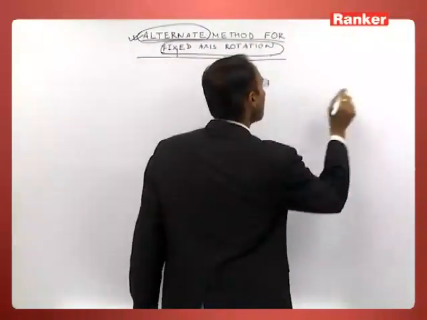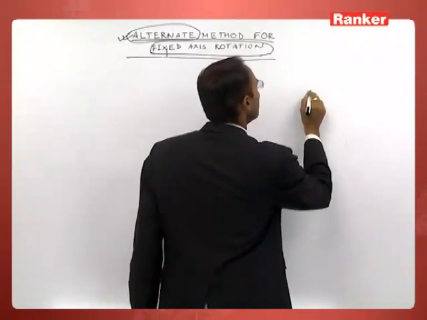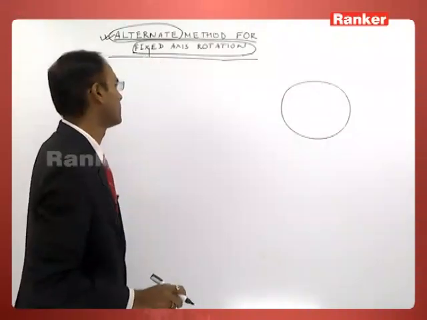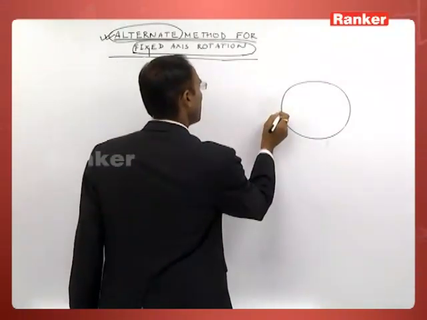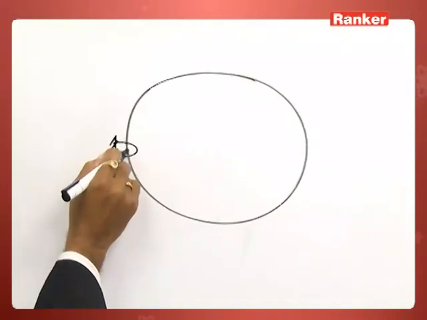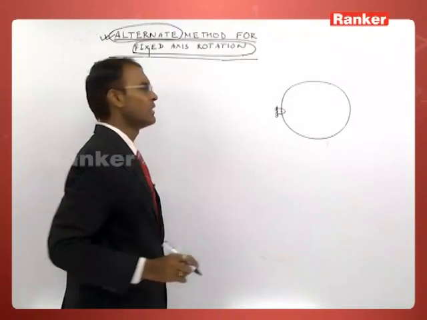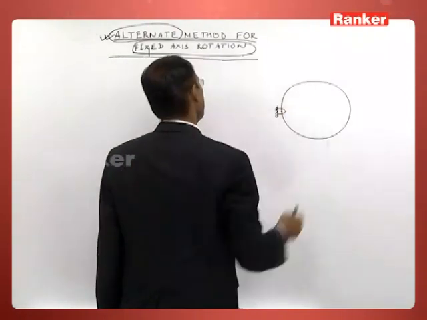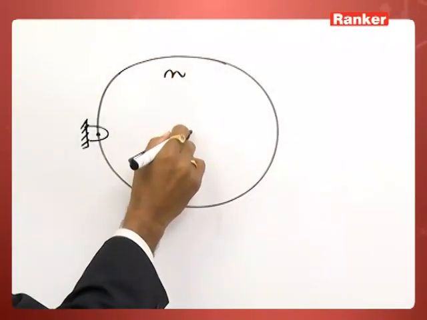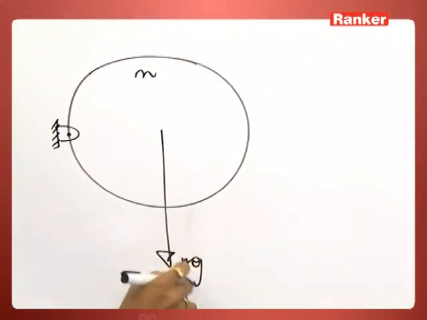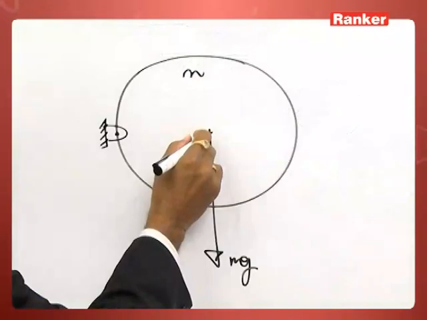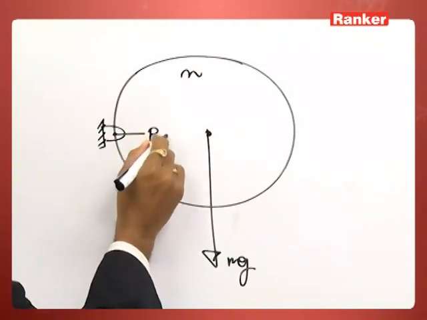So, let us take another problem. The disk is pivoted at this point of its periphery. Mass of the disk is m, gravity acts at the center of mass of the disk. Radius of the disk is r.